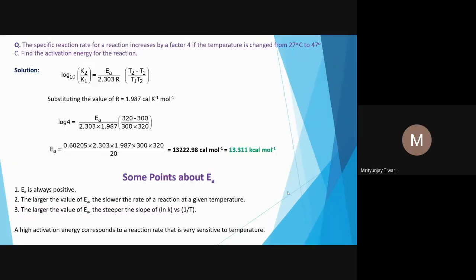So what are some important points that we have obtained here? Wherever we have obtained the value of activation energy, if you remember, it was always positive. So in all the numerical problems, the value of activation energy EA we have obtained as a positive value. And if by solving some numerical problem you get the value of activation energy with a negative sign, it means you have made certain mistakes, and you should cross check it. So the value of activation energy is always positive, you should understand.